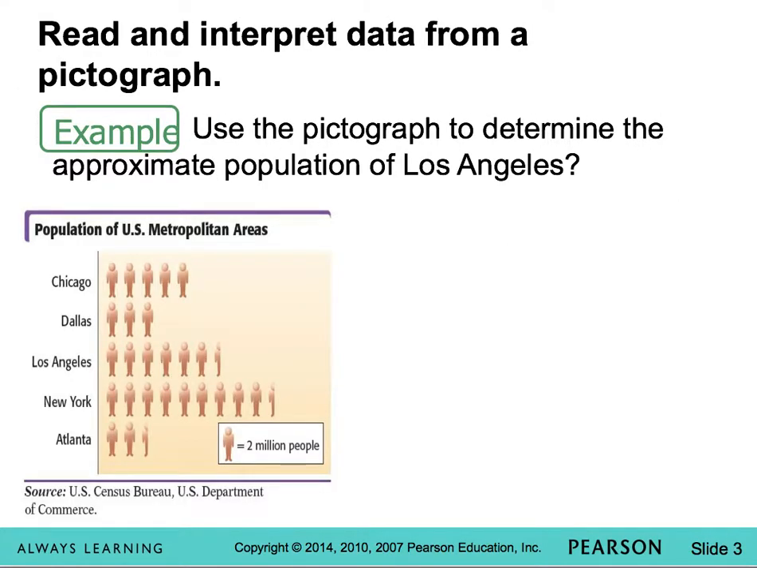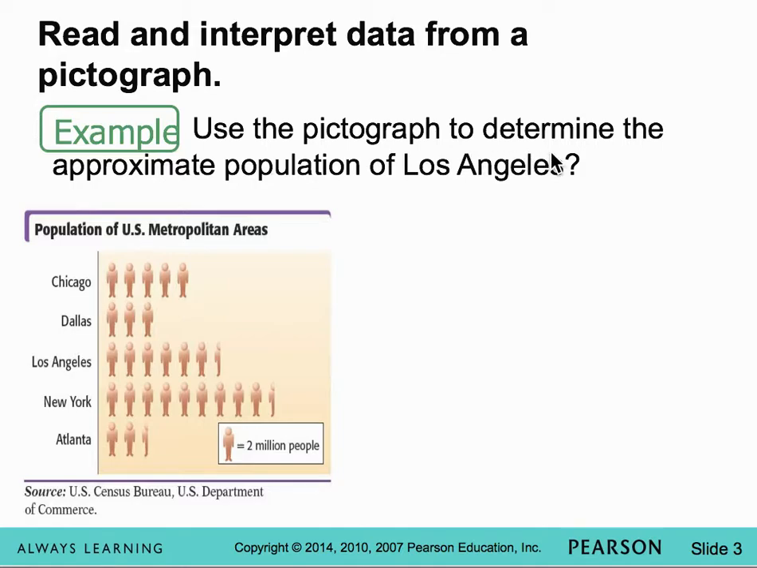All right, now we've got a pictograph. A pictograph is a type of graph that uses little pictures to represent our graph. And we have to have a key with a pictograph. So the first thing I want to do when I'm looking at a pictograph, one of the first things, is find my key. And it says, hey, a person equals 2 million people.